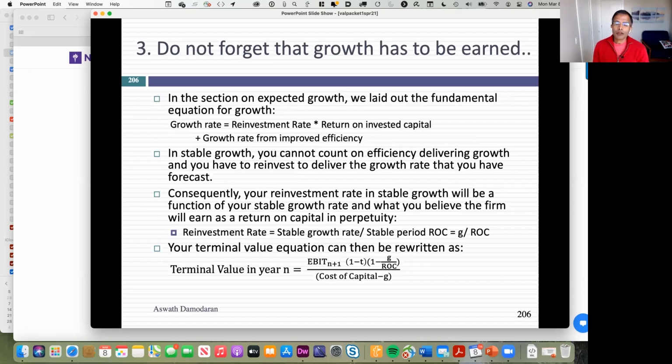And I'm going to make it even more explicit. So you get to year 10, you tell me your company is a mature company. You give it a 2% growth rate.